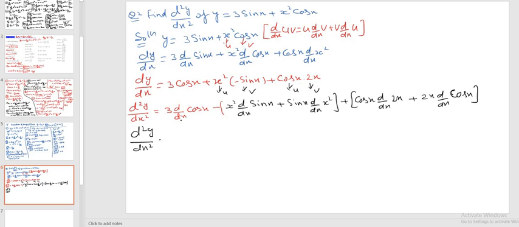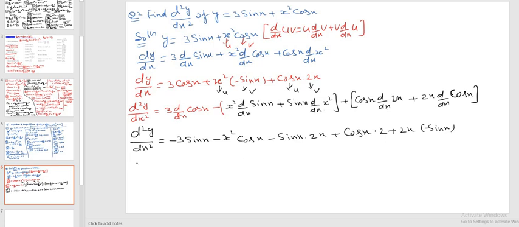Just simplify. This is your answer. d²y/dx² is equal to: derivative of cos x is minus sin x, so minus 3 sin x, minus x² times d/dx of sin x, which is cos x, minus sin x into d/dx of x², which is 2x, plus cos x times d/dx of 2x, which is 2, plus 2x times d/dx of cos x, which is minus sin x. This is your second derivative.